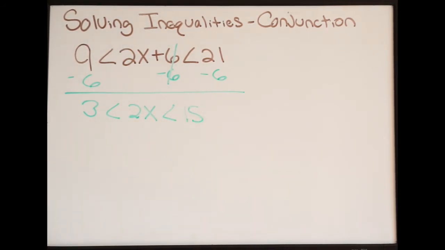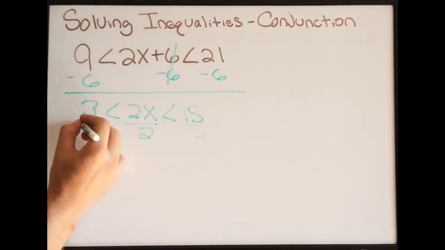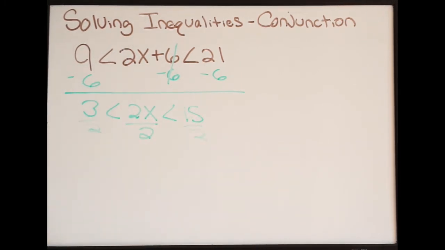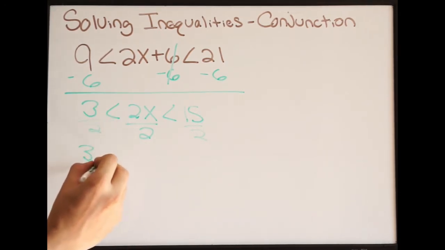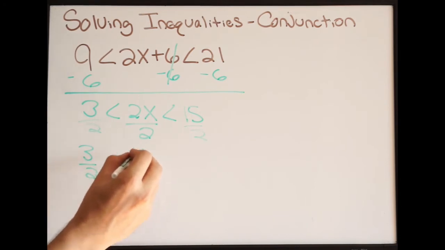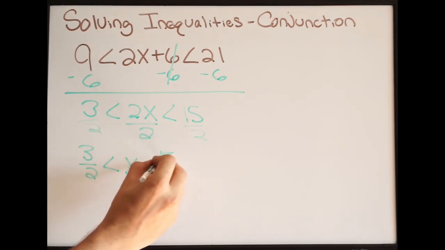Okay, so at this point, we want to divide now by 2. So we divide by 2. And again, we're going to do this on both sides of our inequality signs, here and here. All right, so you can leave it as a fraction. We can just say 3 over 2, right? And then we have x, and then we have 15 over 2.